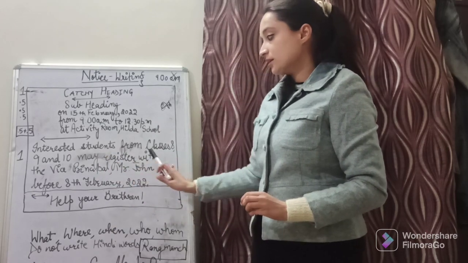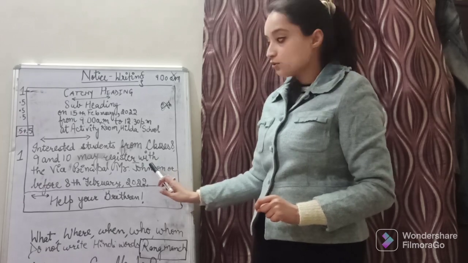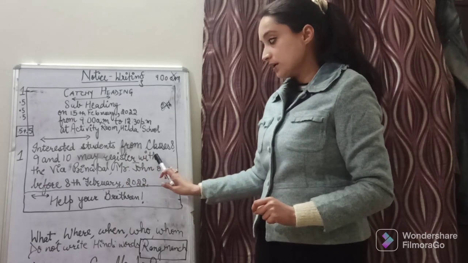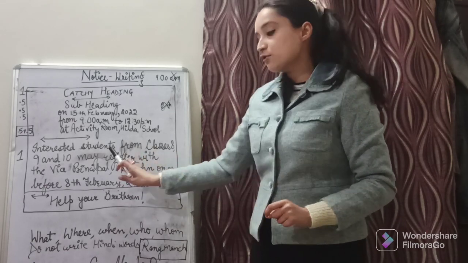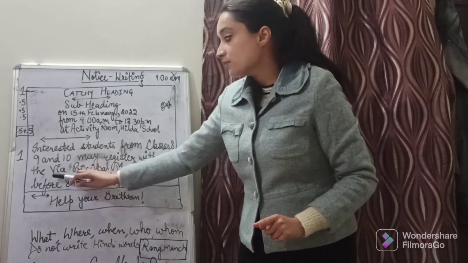May register with. If you use the word register, follow with the preposition with. You don't write register to. Register with. If you write submit, to. If you write give, then you write to. But with register with the, then you write the designation.